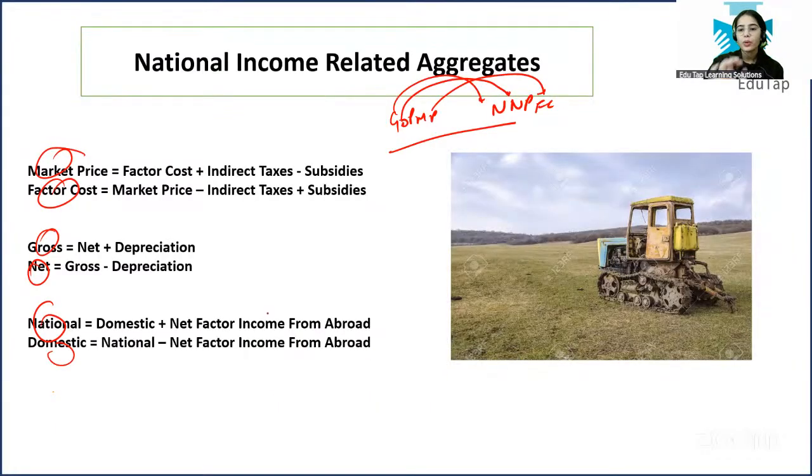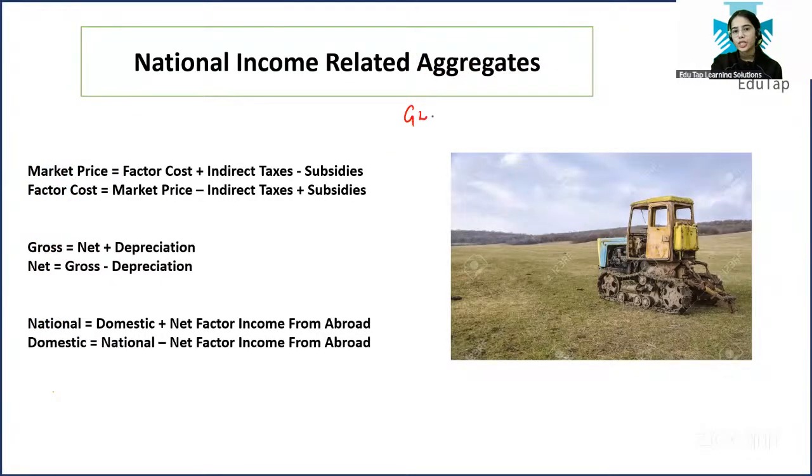Okay. Now, in different countries, different aggregates can be used to calculate domestic income or national income. In some countries, maybe NDP at MP is being used for domestic income and NP at FC is being used for national income. But in India, for domestic income, we use GDP at MP.